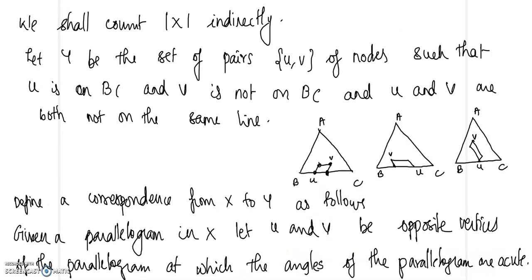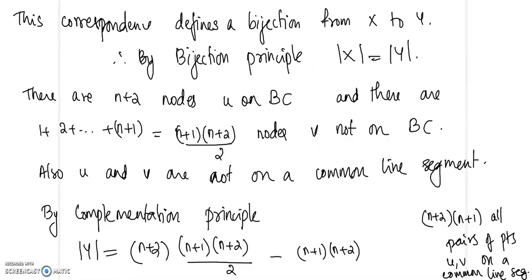So when we choose the parallelograms in Y, we are choosing only these types of parallelograms. So U and V are the opposite vertices, and they can be of these three types. Whatever comes as excess is the pair of points we removed. So this will be the cardinality of Y.